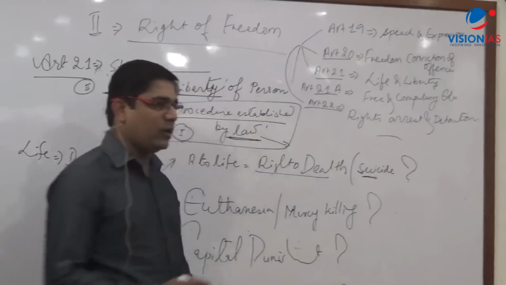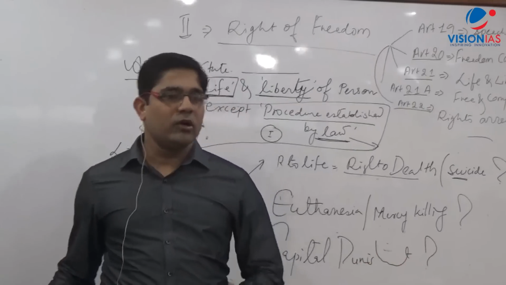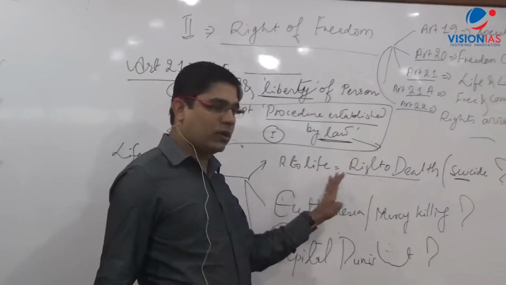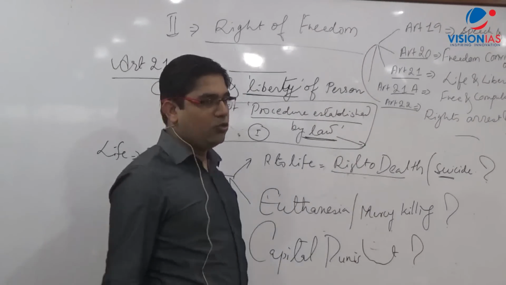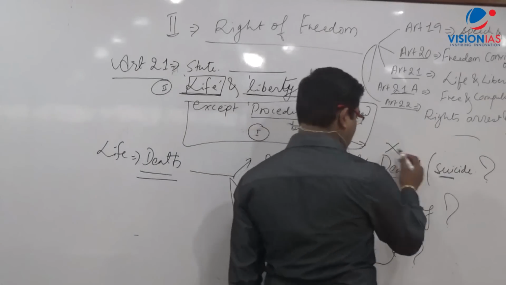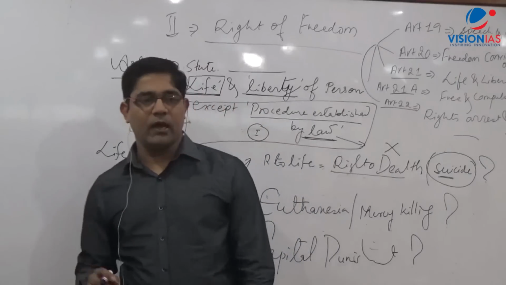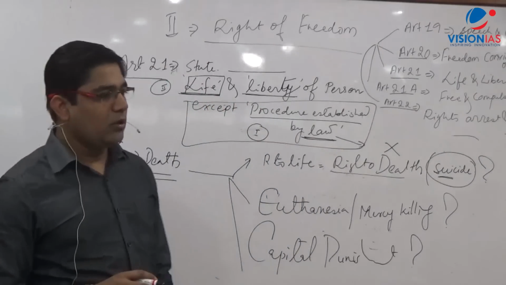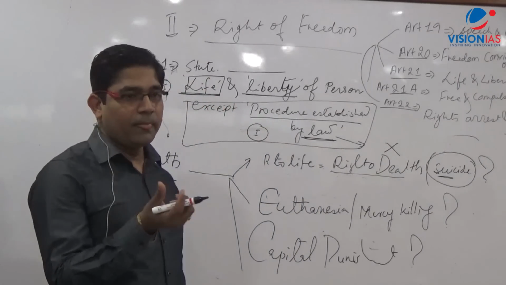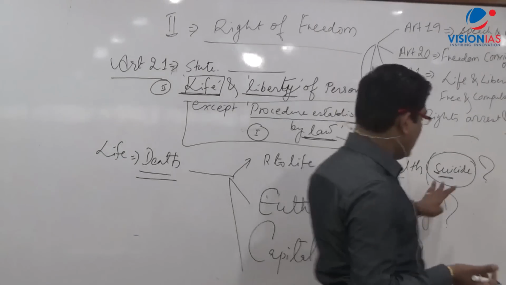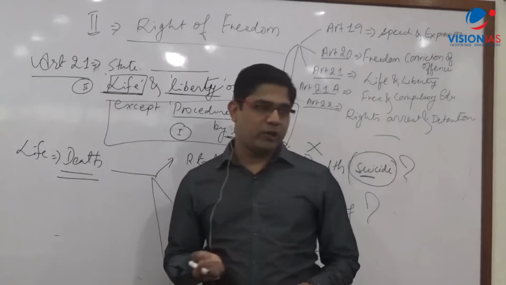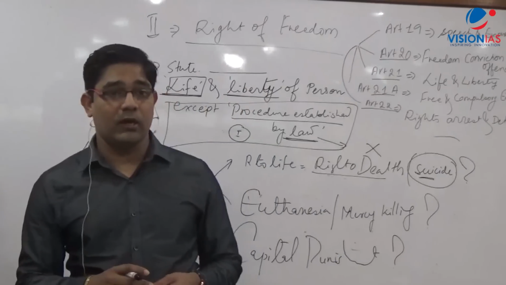So now first, right to death or suicide. The Supreme Court has already cleared that right to life does not include right to death. So you don't have a right to death. Also, very recently, there has been decriminalization. The IPC section has been removed. Attempt to suicide is no more a crime.